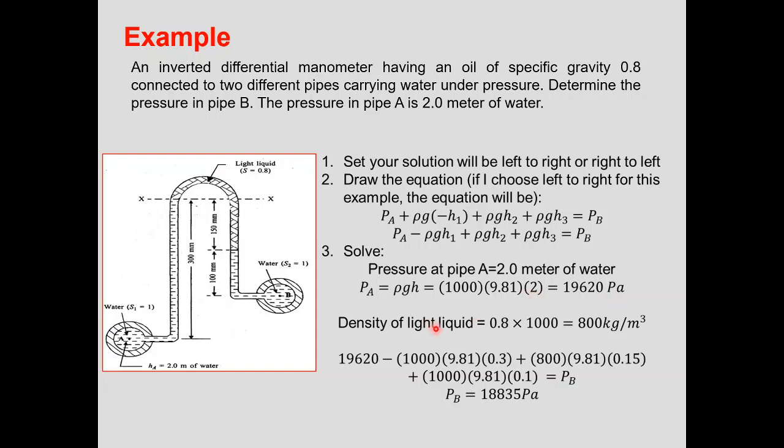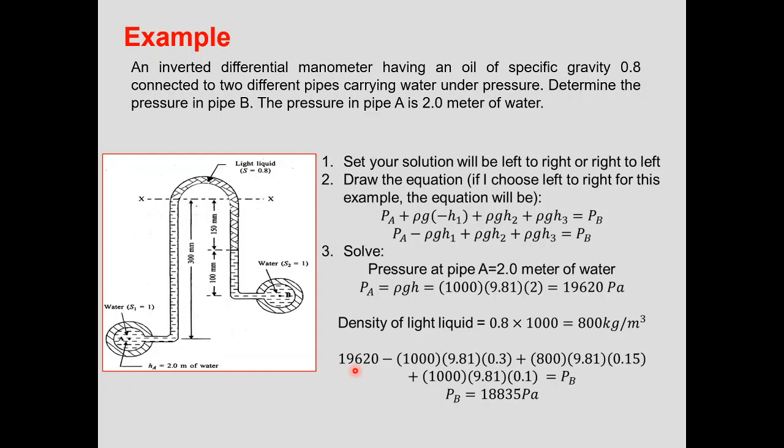We also been given the SG for oil. Okay, they didn't give the density of oil, but they give the specific gravity of oil. So you can calculate the density of the light liquid or the oil. So density equal to specific gravity times 1000. So 0.8 times 1000 is 800 kilogram per meter cube. So okay, now you got the information at each location.